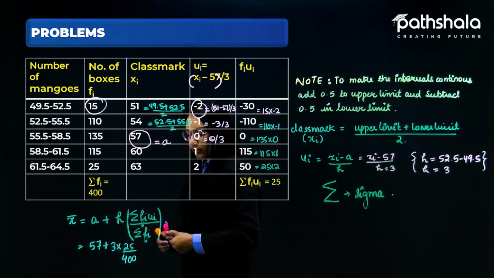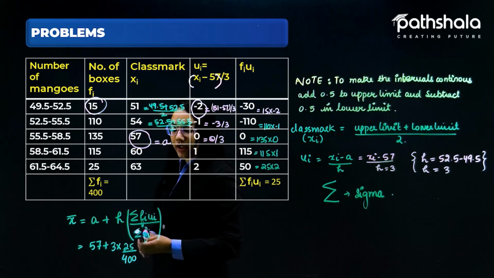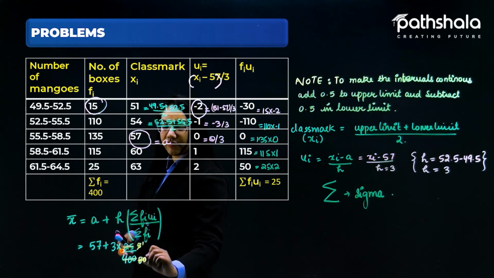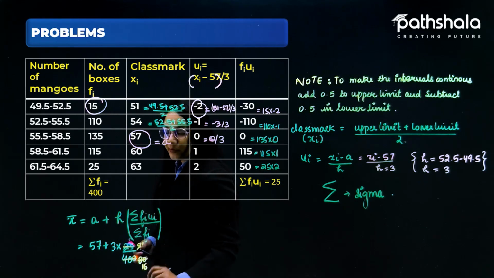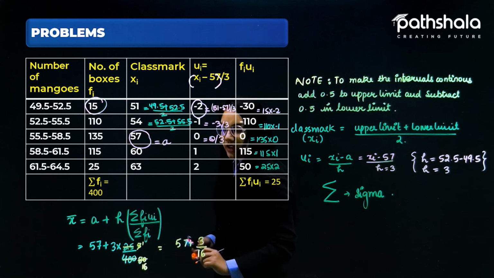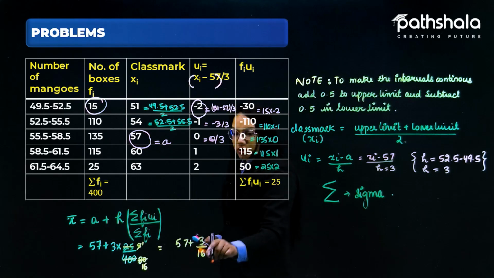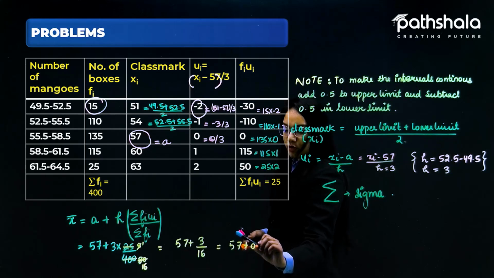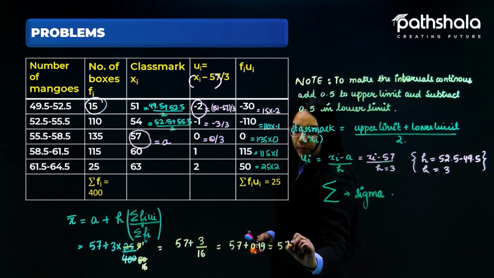We have 5 into 5 is 25, 5 into 8 is 40, and 0 we have. Further, 5 into 1 is 5, and 5 into 1, 3 is left, and further we have 5 into 6. So this comes out to be equal to 57 plus 3 by 16. When we sort it out, 57 plus 3 by 16 is 0.19. So the answer is 57.19.